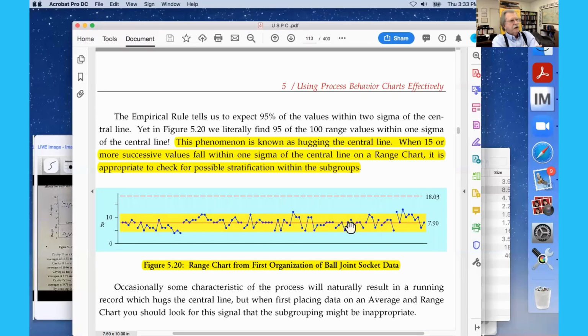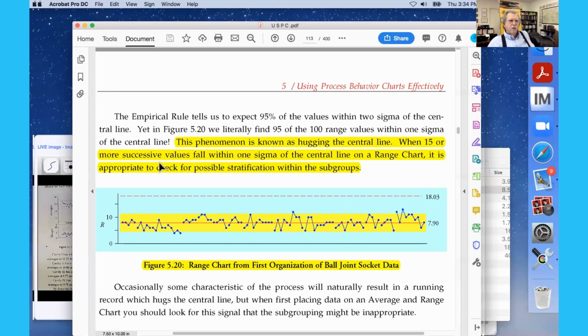How many points are inside that band? It's easier to count how many are outside the band. 5 outside. 95 out of 100, literally, are inside the band. 95 out of 100 is a 2 sigma number, isn't it? Not a 1 sigma number. This is too good to be true. The phenomenon known as hugging the central line.